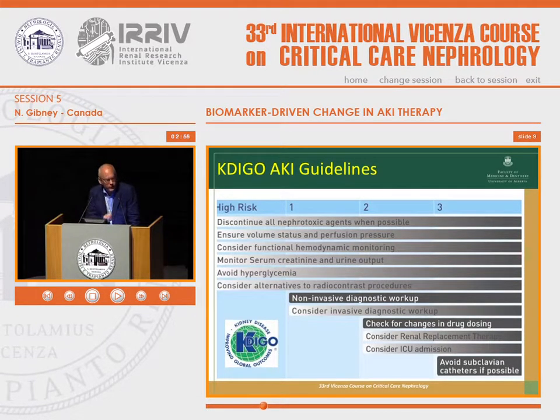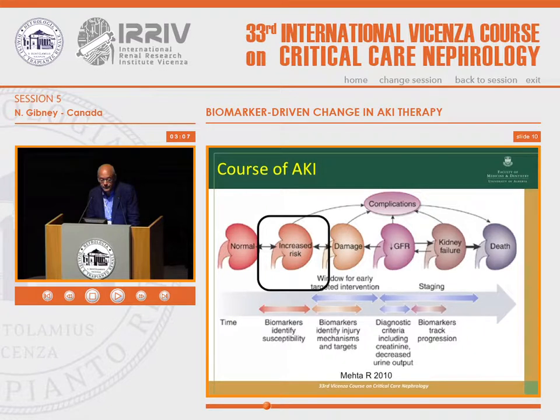Obviously, the challenge is we don't do this to all of our patients all the time. Perhaps we should. And the critical thing is how do we actually ensure volume status and perfusion pressure in our patients? And how do we monitor these patients? If we look at the course of acute kidney injury, we have this sequence that patients go through from normal to perhaps cardiac surgery, perhaps major trauma, massive transfusion, where they're at increased risk, moving on to damage, obviously decrease in filtration, moving on then to kidney failure, perhaps to death, and one hopes that from kidney failure up there's some ability to reverse and recover.